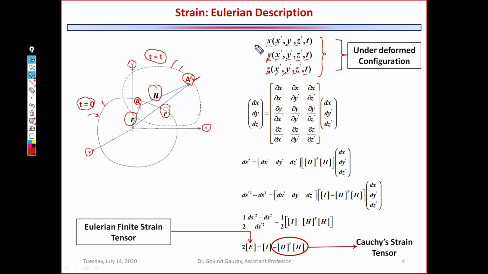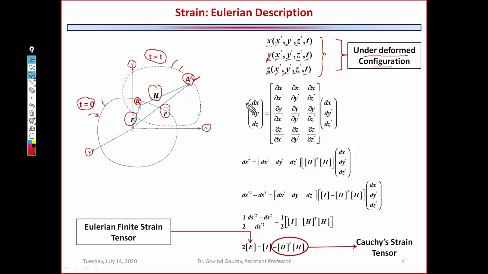So we have written the coordinates which are x, y and z under deformed configuration. This is the difference between the Eulerian description and the Lagrangian description. In the case of the Lagrangian description, we have written all the things in terms of the initial conditions or the undeformed conditions, but in the case of the Eulerian description, we write everything in terms of the deformed configuration.